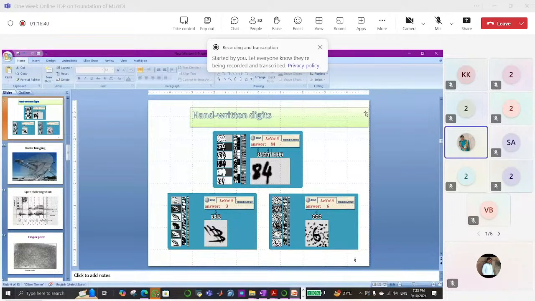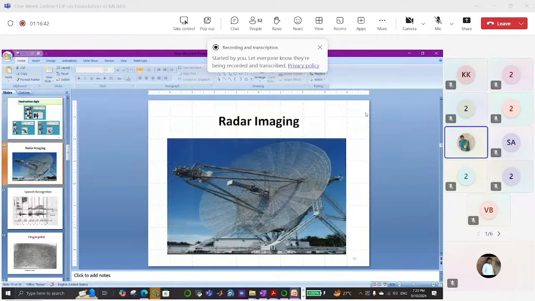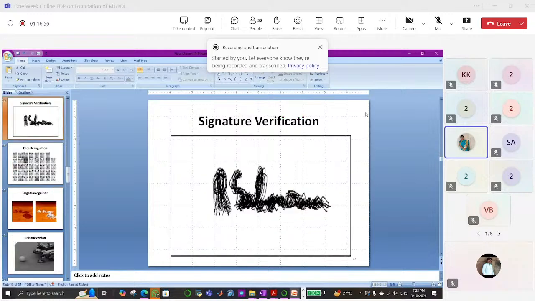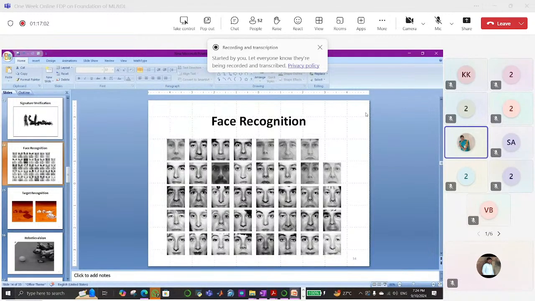Handwritten digits. This is also a very important application. Next, radar imaging and speech recognition. This is a very important application. Nowadays, everyone is using speech recognition. And fingerprint images, signature verification are also very important. And face recognition. So out of the data sets, we can recognize one person.